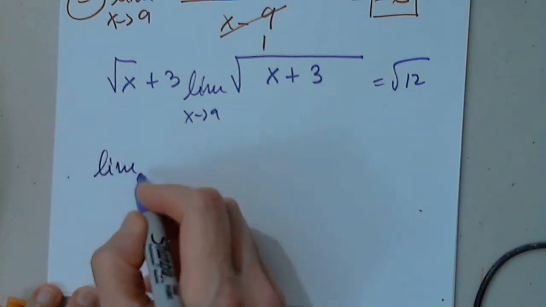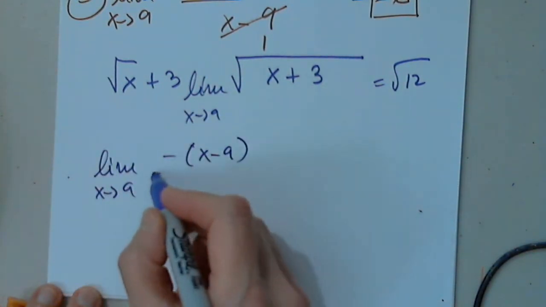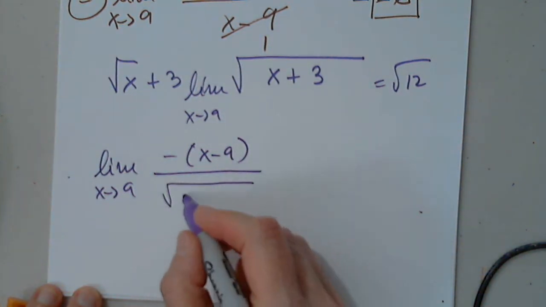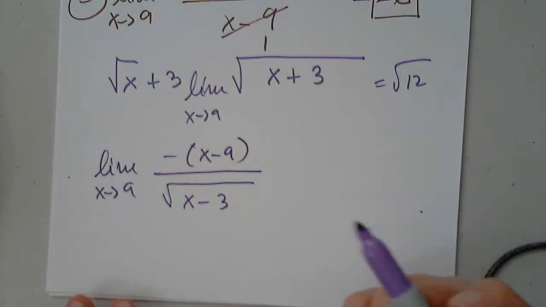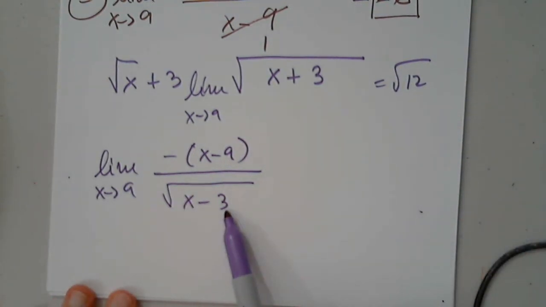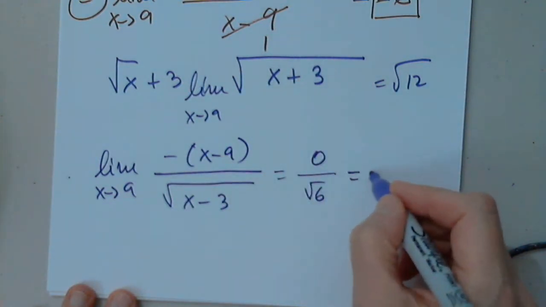So if you have something like this, x approaches 9, let's say negative x minus 9 divided by the square root of x minus 3. Yeah. Okay, that's very simple. So 9 minus 3 is 6. The denominator is the square root of 6. The numerator is 0, so the answer is 0.